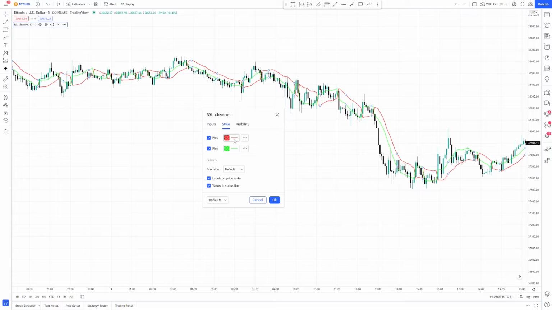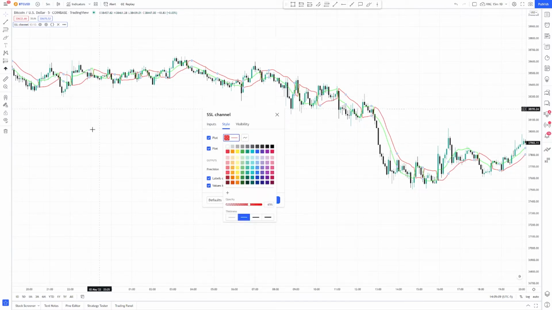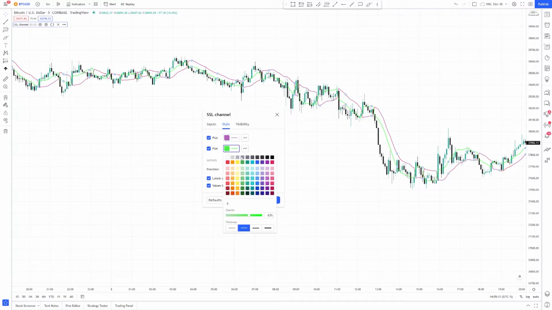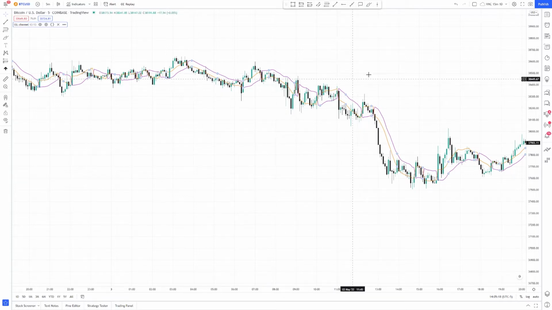Next, head over to Style, and for my white chart here with the white background, I will be using a purple top, and on the bottom, maybe orange. And of course, on a dark chart, maybe something brighter like white or yellow.